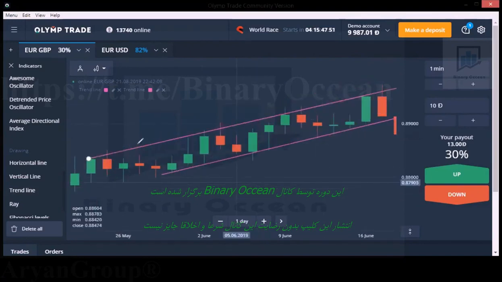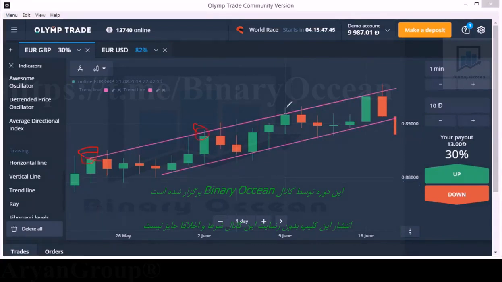A seller's entry. There is a reversal sign and a rejection. The candle closed below the level. So you can enter here on the next candle. This is your entry point. Above this wick will be your stop loss point and this will be your take profit point. If the market hits this level, then exit from the market.